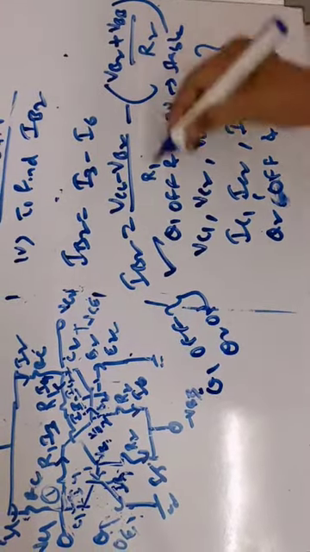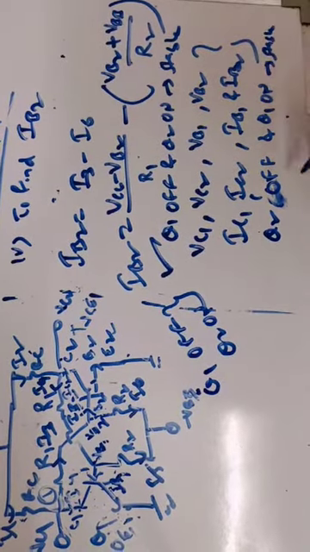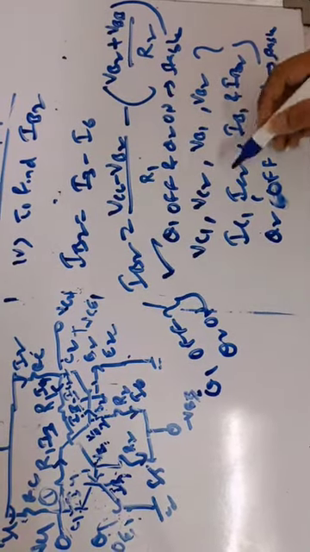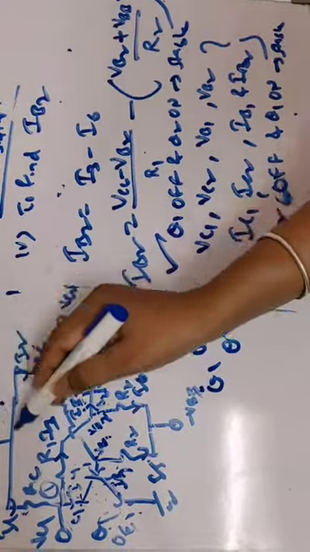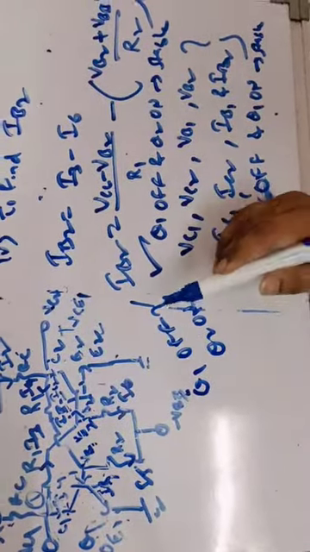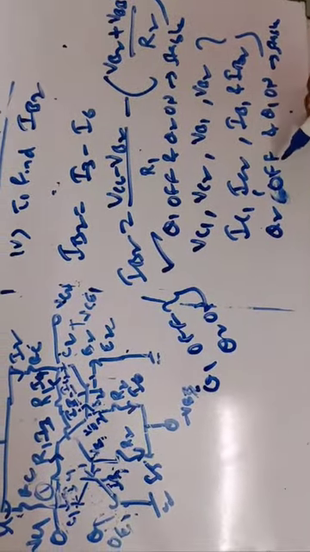So we have got all the expressions for the problems. They will give the values of VCC and the resistors, and they will ask you to find the stable state voltages and currents.